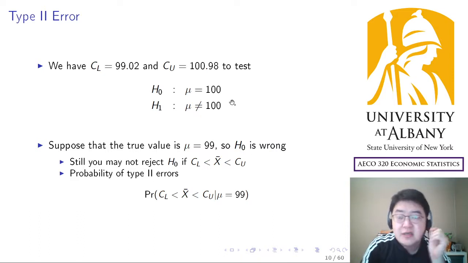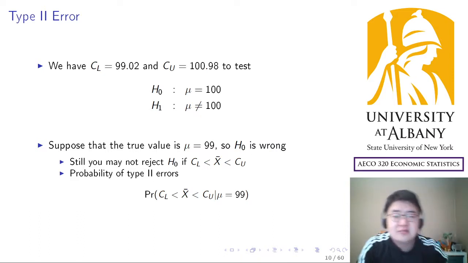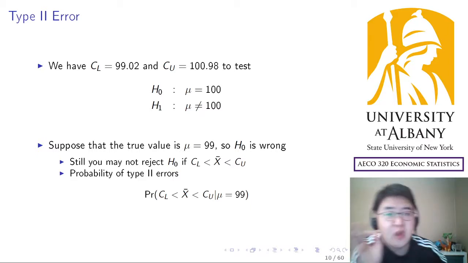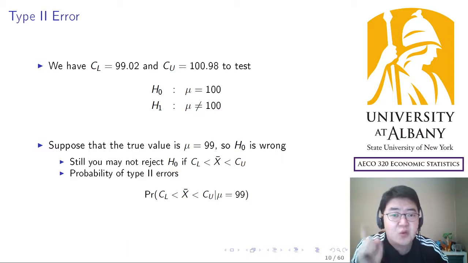But the problem here is this assumption does not work well because we only say mu is different from 100. So we have to assume that mu is different from 100, but it does not help our algebra because when it is different from 100, we have to define what that value is. So when we say mu is different from 100, it could be 99, 110, or 200. It could be any number other than 100. So to calculate the probability, we have to know the specific value we are talking about.